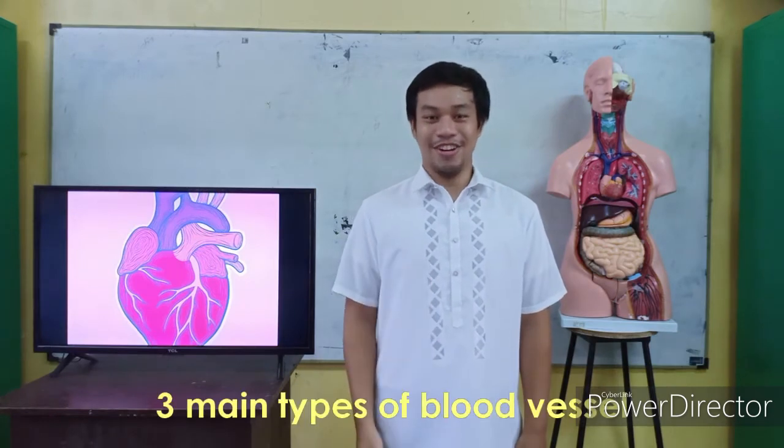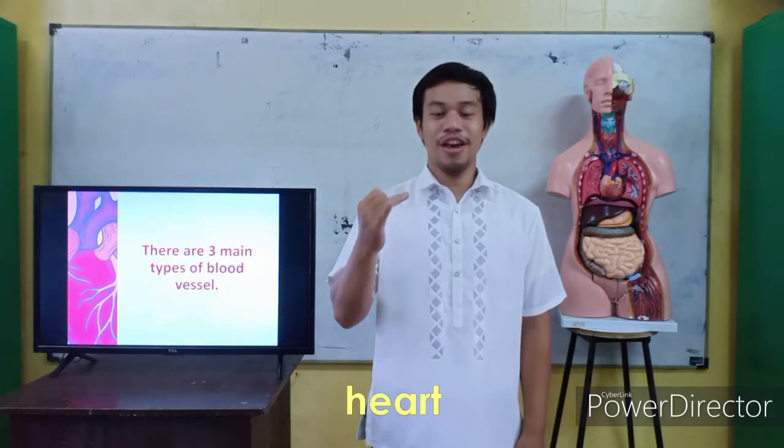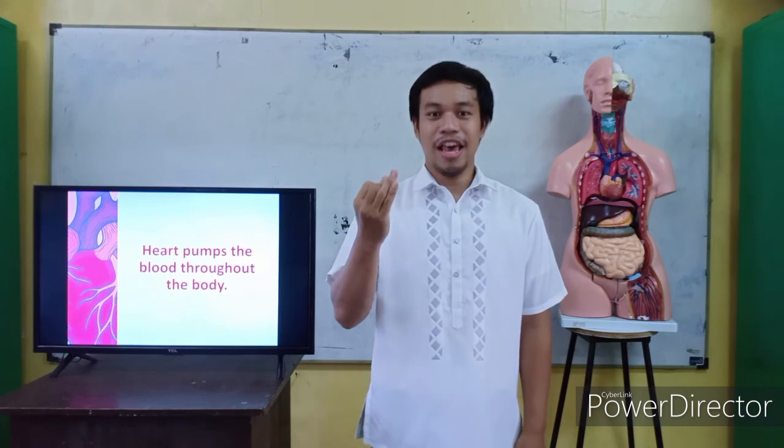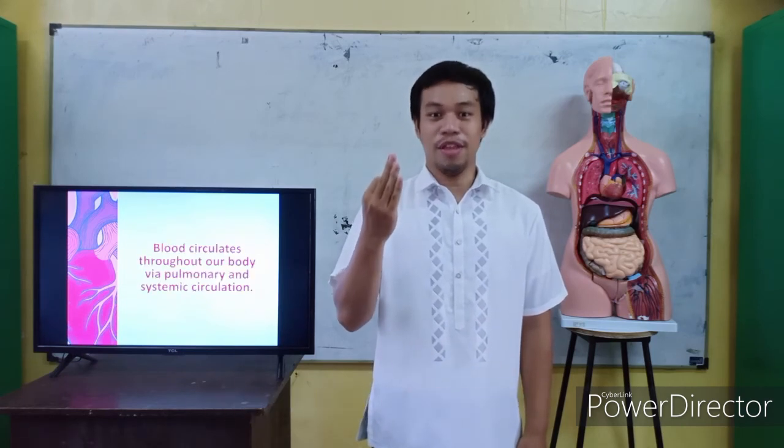So in this lesson, you learned that there are three main types of blood vessels. The heart pumps our blood throughout our body, and the blood circulates through the systemic and pulmonary circulation.